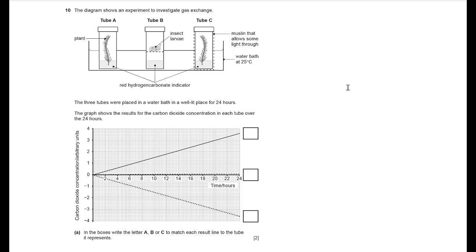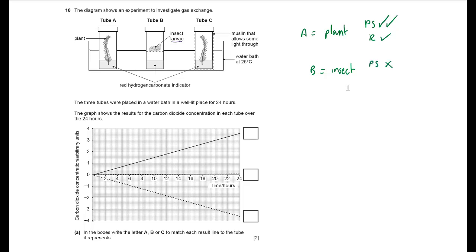This final one then is an absolute beast of a question. So this diagram shows an experiment to investigate gas exchange. So we've got test tube A, a plant, test tube B, an insect larva, and C, a plant with muslin. So let's look at the conditions in each. So A has a plant. It doesn't have any colouring, so that means it can photosynthesize and it can respire. B has got an insect.